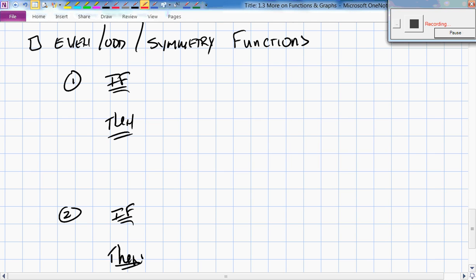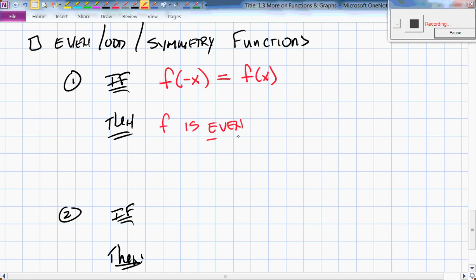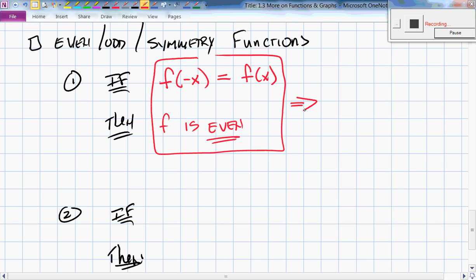All right. So even and odd functions are defined as the following. If you have f of negative x, and it's the exact same thing as f of x, then you have what's known as an even function. So f is even. We'll talk more about that. And if your function is even, it implies that it is symmetric with the y-axis.